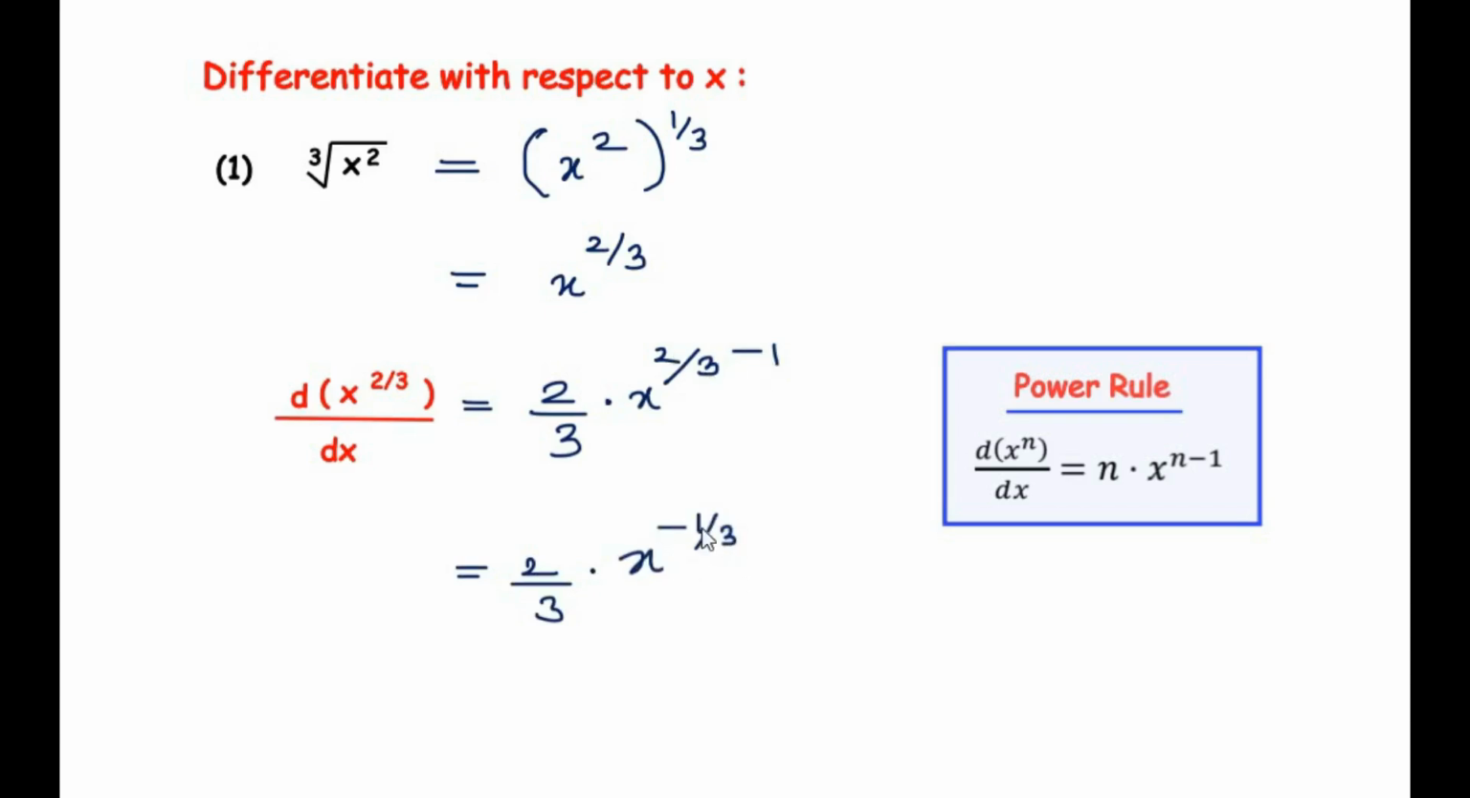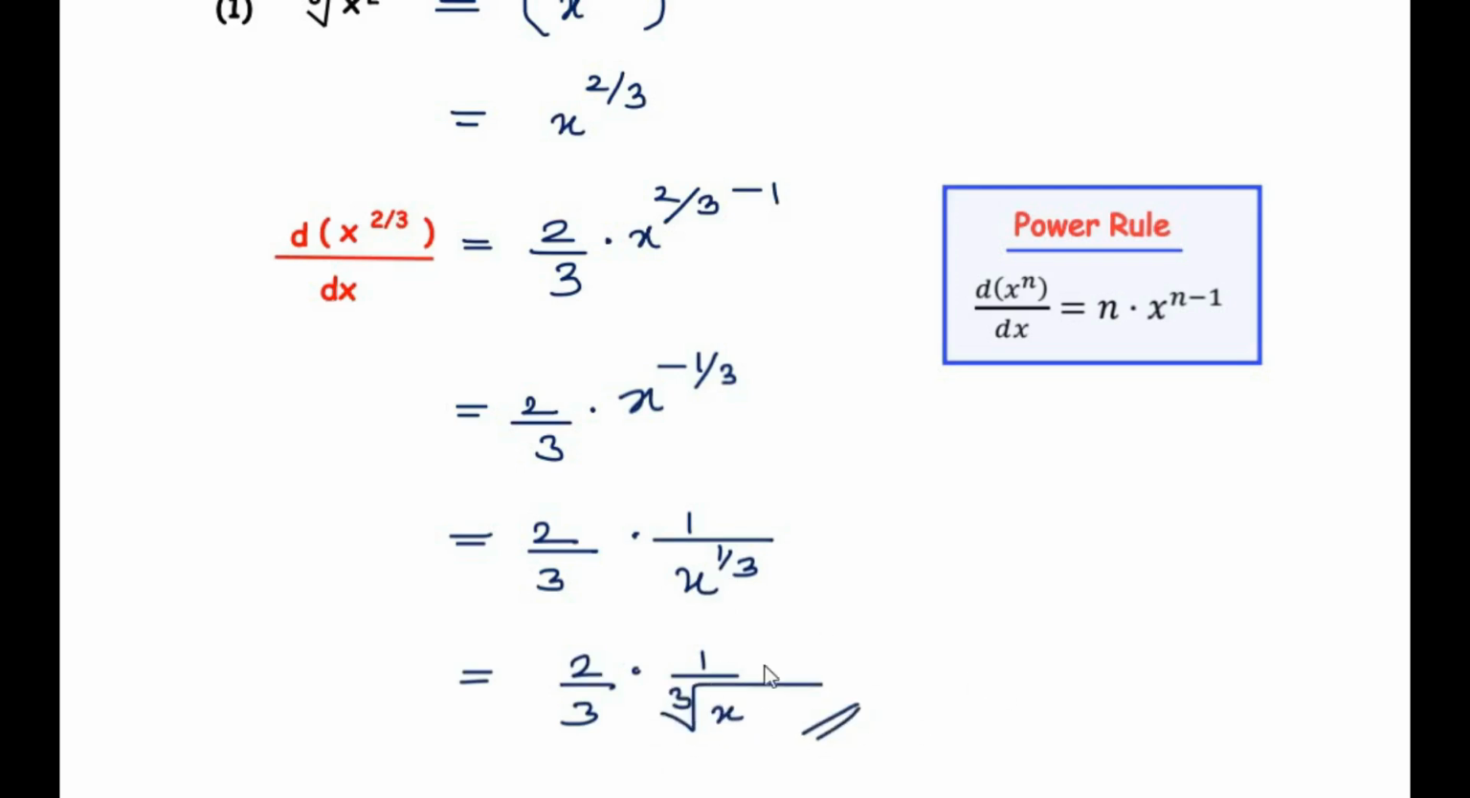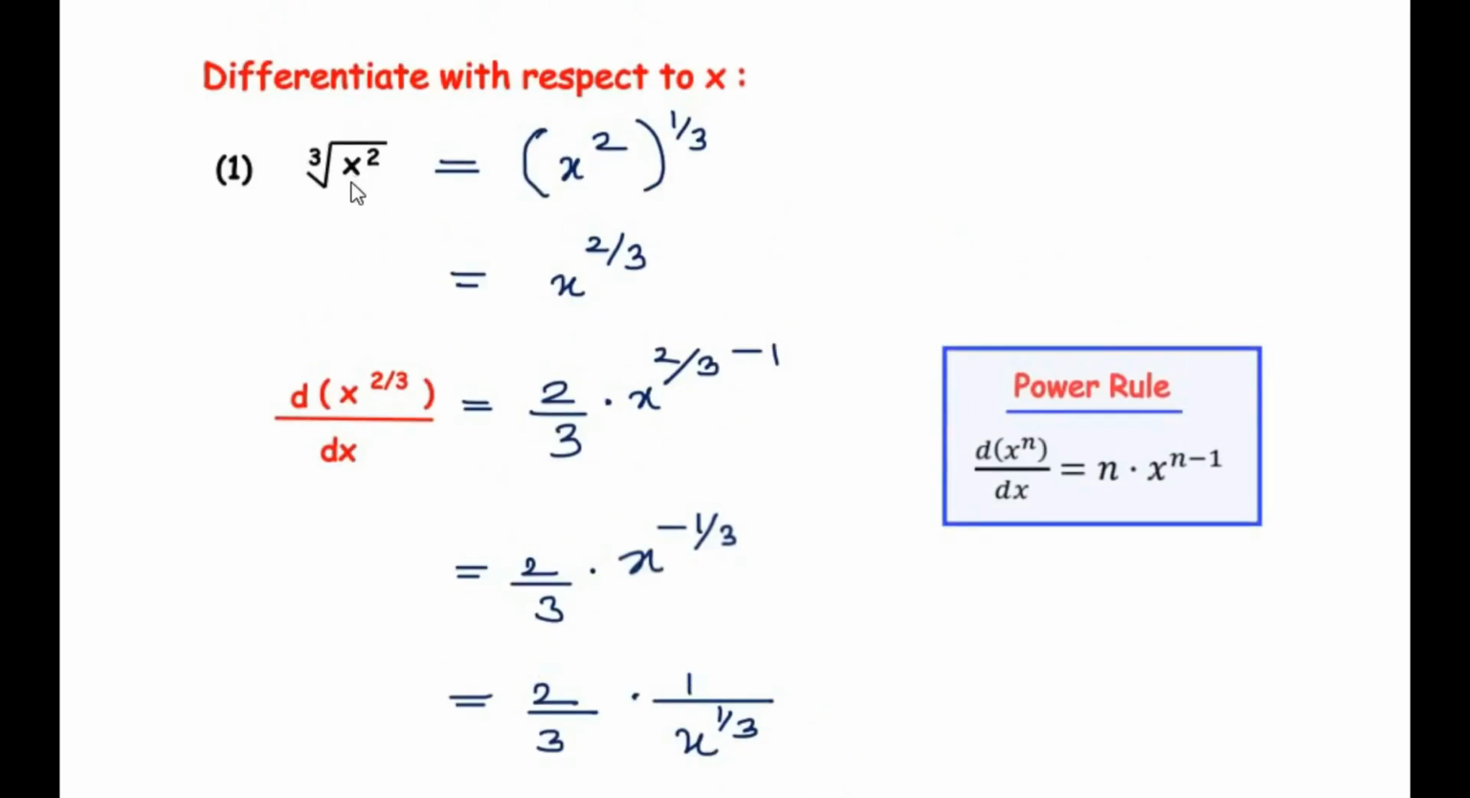Now we are going to change this negative power into a positive power. So we are going to reciprocate it using the laws of indices. So we get 2 over 3 times 1 over x to the power of, now the negative power changes to positive power, x to the power of 1 over 3. Now one last step is to convert this fractional power into a radical power. So here we are going to write 2 over 3 times 1 over x to the power of 1 over 3 is cube root of x in radical form. So this is the differentiation of cube root of x square.